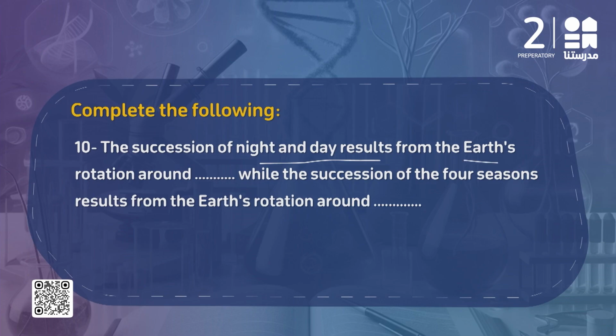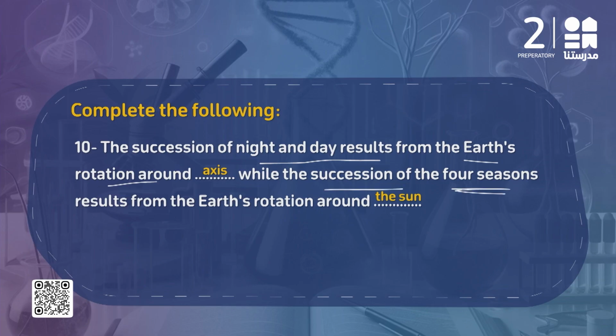In question number 10 it says: the succession of night and day results from the earth's rotation around its axis. As we agreed, there are two types of movement for the earth. One is around its axis, which causes the sequence of day and night every 24 hours. The other is a revolution around the sun, which happens once every 1 year and causes the sequence of the 4 seasons that we explained before. So the succession of the 4 seasons results from the earth's revolution around the sun, which happens once every 1 year.